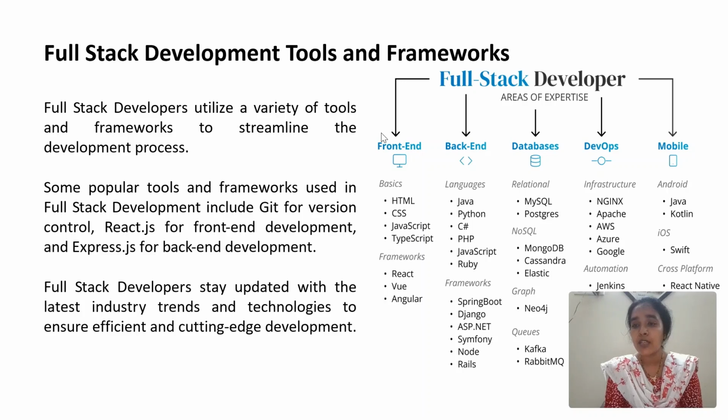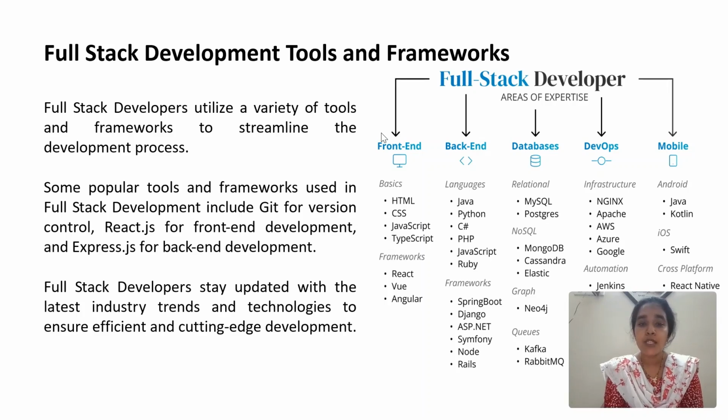DevOps infrastructures: NGINX, Apache, AWS, Azure, Google. DevOps automation: Jenkins, GitLab CI, Ansible. Virtualization: Docker, Kubernetes, VMware. Coming to mobile, Android or iOS or cross-platform we use. For Android, Java or Kotlin. For iOS, Swift. For cross-platform, React Native, Ionic, Xamarin, PWA.